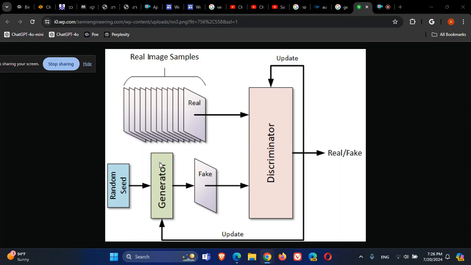Then we're going back to the generator. Now it needs to learn. It makes fake images, and now the discriminator tells if it's real or fake. And the generator updates itself until the discriminator cannot differentiate between fake and real.